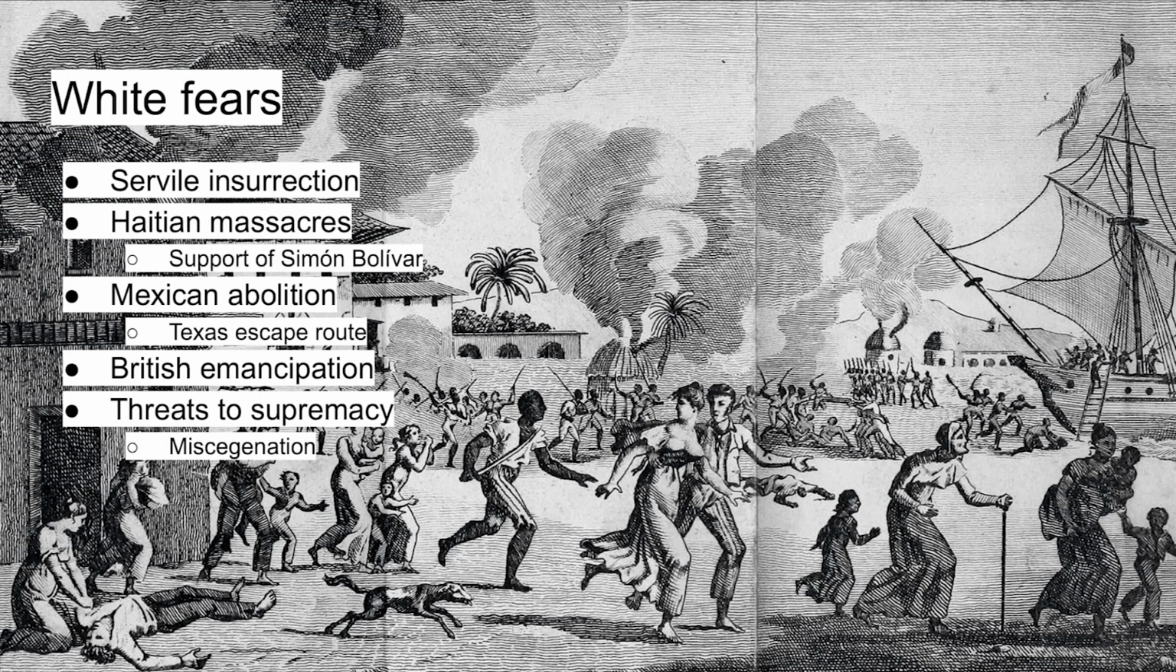So when you see those kinds of parallels and Simón Bolívar working with Haiti, you can see there's some fear about servile insurrection. Especially when you have like Nat Turner and that, who are literally just killing any white people they run into. We already talked about Mexican abolition and Texas escape route. Man, my notes got really messed up. Let's see here.